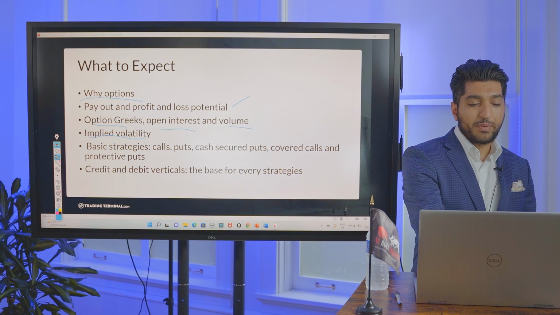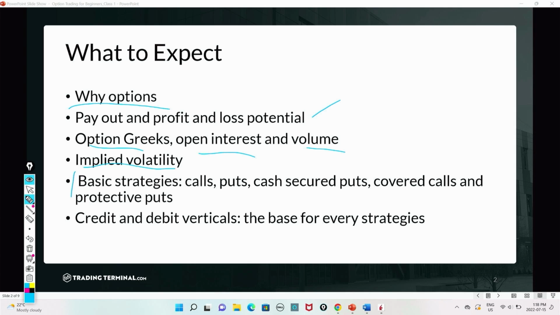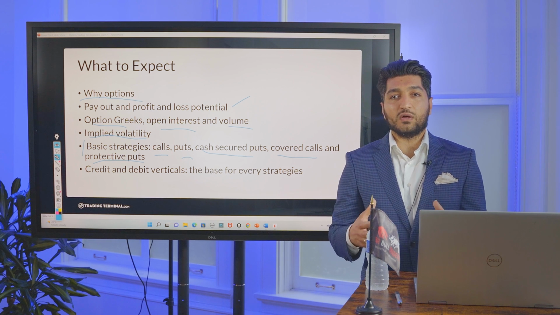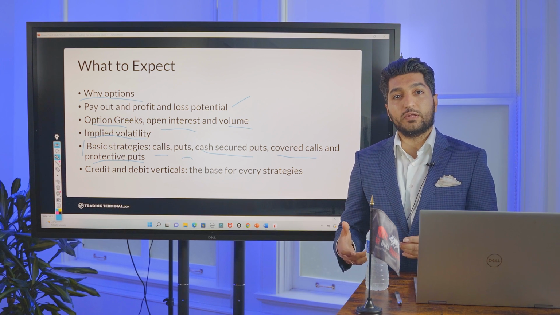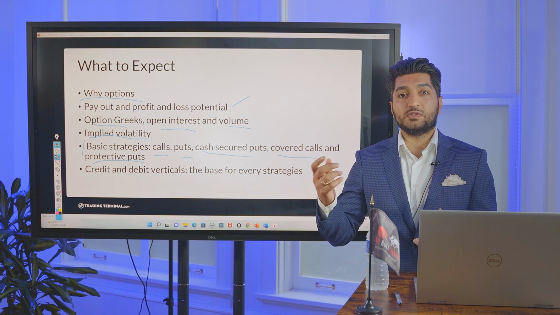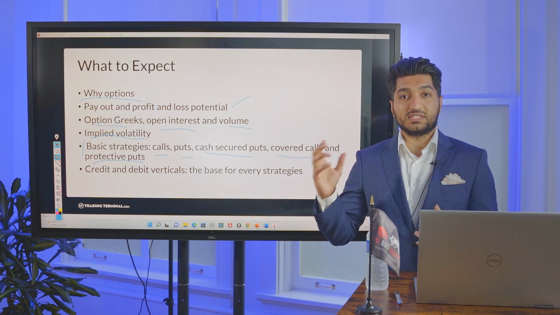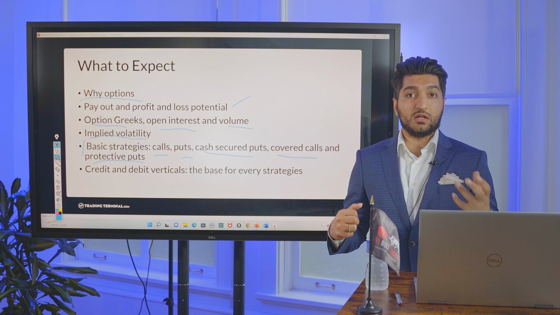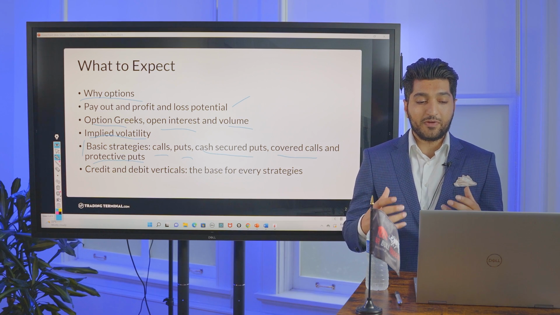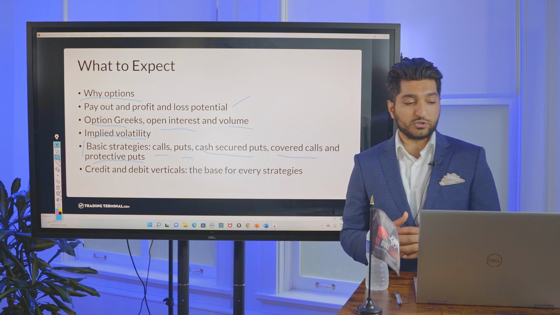We're going to cover some basic strategies. We're going to talk about calls, puts, cash secured puts, covered calls, and protective puts. These are the basic foundation of every option trader. You have to understand the difference between a call and a put. What does it mean to sell puts and what does it mean to sell calls? These are the foundations of a successful option trader.